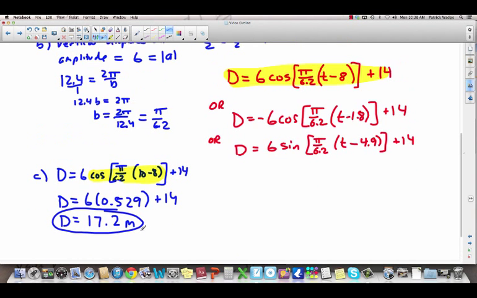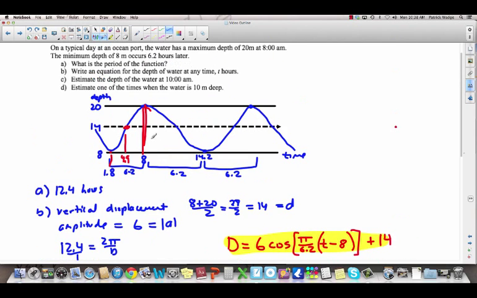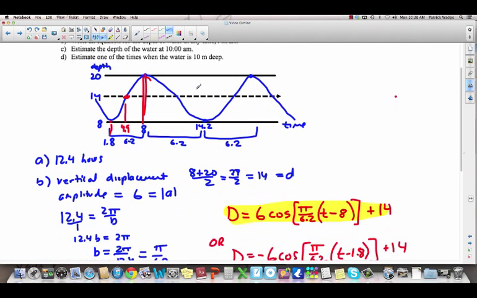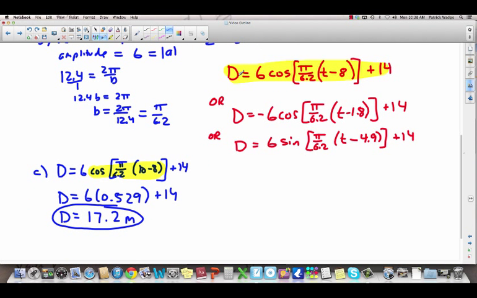And the final question is the difficult one again. We want to know, estimate one of the times when the water is 10 meters deep. So the depth is 10, so this time we're plugging 10 into that big D there. So we have 10 equals 6 cosine pi over 6.2 (t minus 8) plus 14. First thing I do is move 14 over, and you get negative 4 and divide by 6. Anyway, you can do that yourself. Subtract 14, divide by 6, you get negative 2 over 3 equals cosine. Let's figure out what pi divided by 6.2 is.